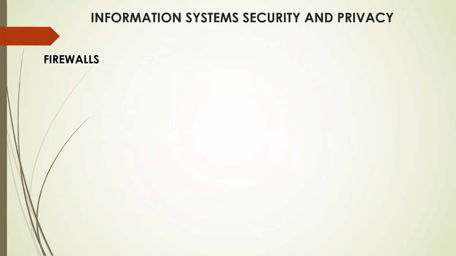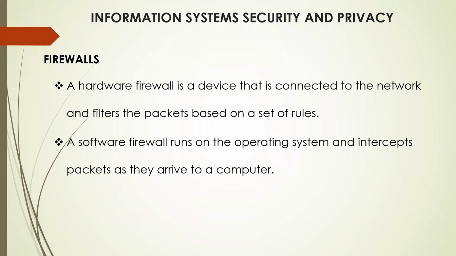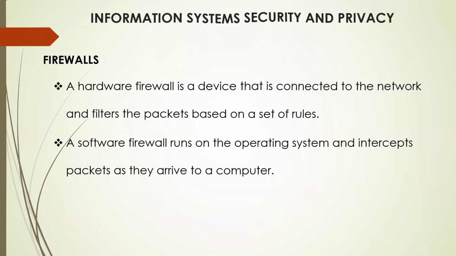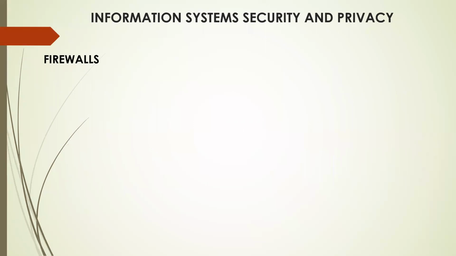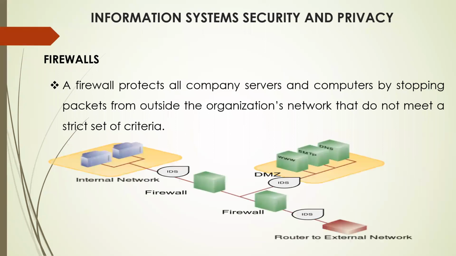Next is firewalls. So a hardware firewall is a device that is connected to the network and filters the packets based on a set of rules. A software firewall runs on the operating system and intercepts packets as they arrive at a computer. So a firewall protects all the company's servers and computers by stopping packets from outside the organization's network that do not meet a strict set of criteria. So here is the figure of what we call a firewall.